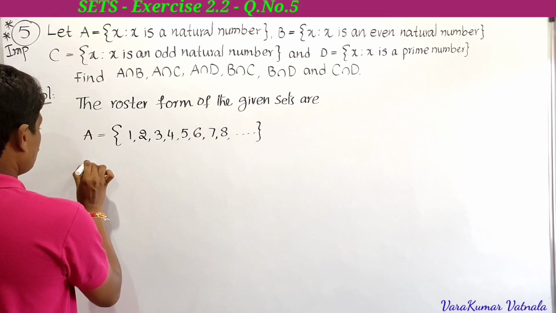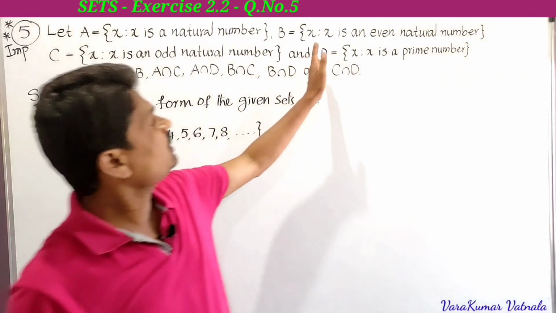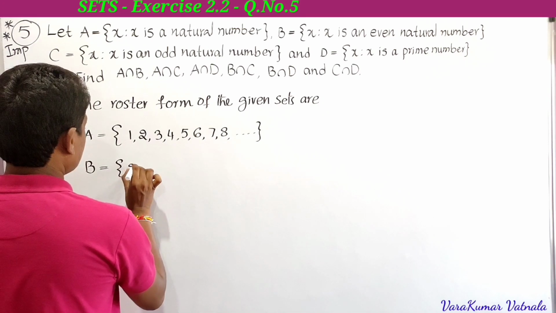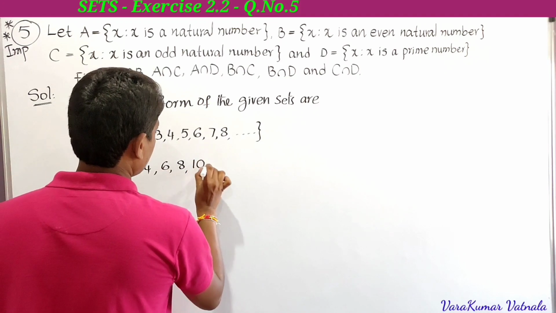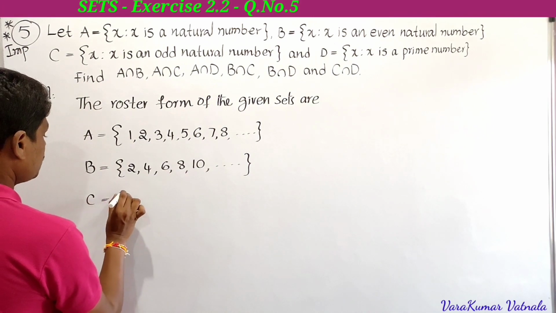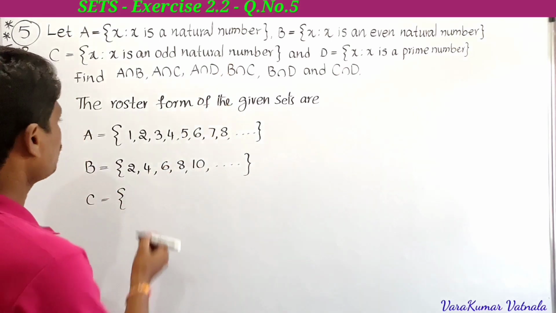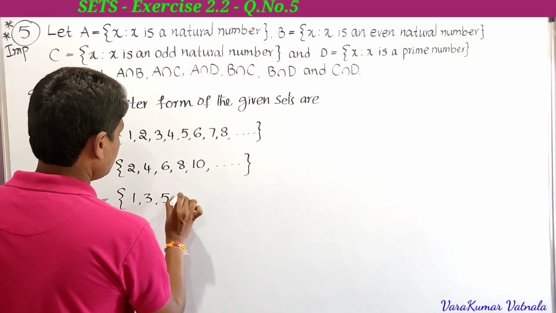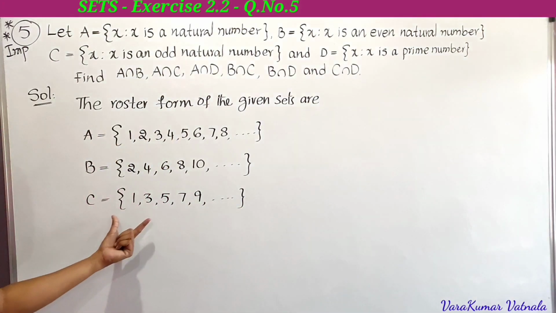Next we have to write the roster form of set B. What is set B? x is an even natural number. So we select the even numbers from the natural numbers, that is 2, 4, 6, 8, 10 and so on. This is set B. Next, the roster form of set C. x is an odd natural number. So I select the odd numbers from the natural numbers, that is 1, 3, 5, 7, 9 and so on. This is the set of odd natural numbers.